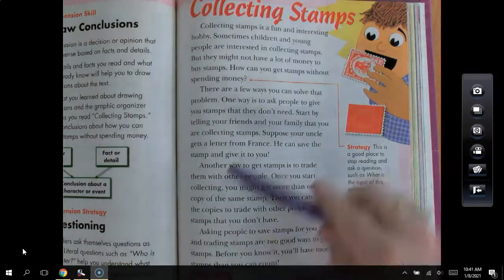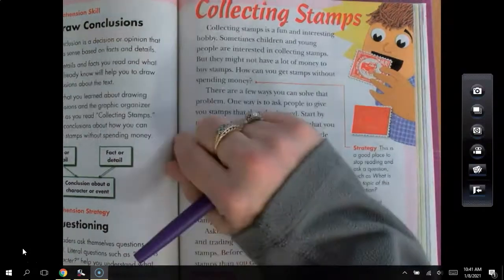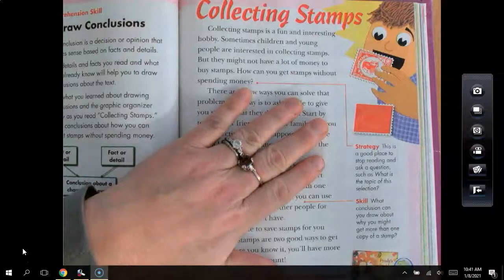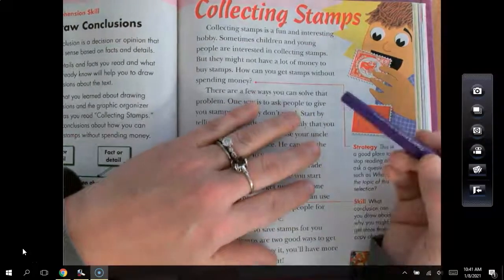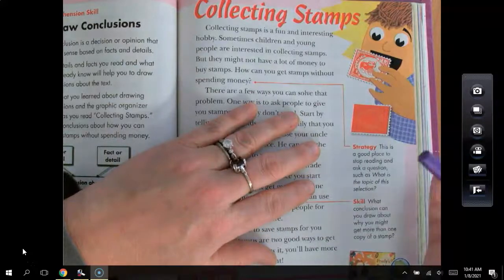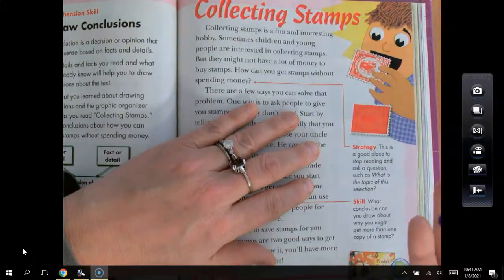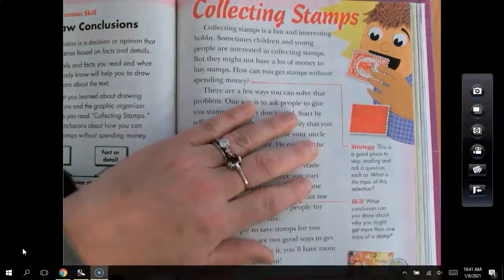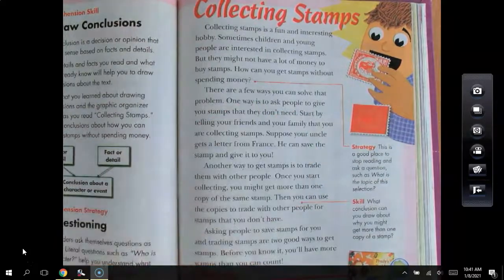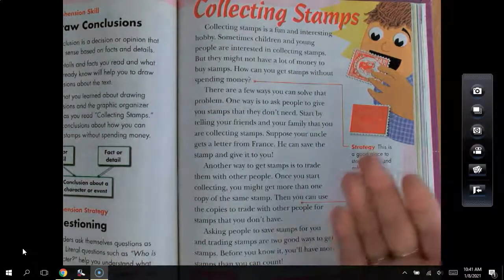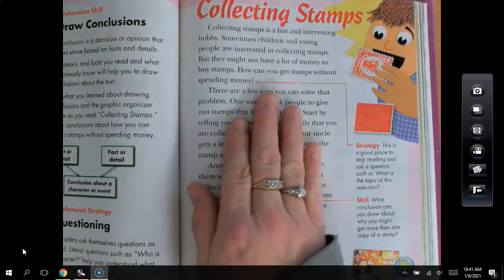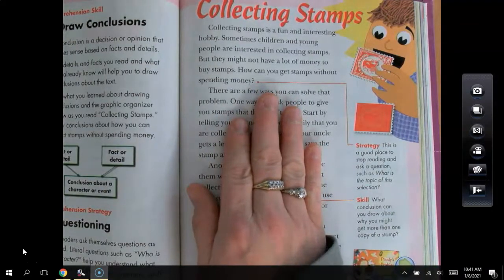What do you think the rest of my story is going to be about? If we're talking about how collecting stamps is fun and interesting, sometimes children and young people are interested in it, but they might not have a lot of money to buy stamps. And then the last question says, how can you get stamps without spending money? Well, what do you think the story is going to be about? Make a conclusion. Draw a conclusion based on what we've just read.